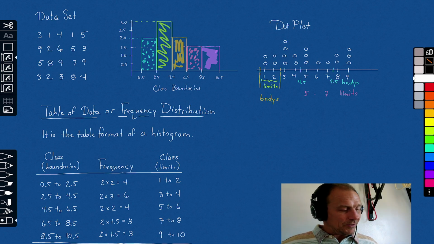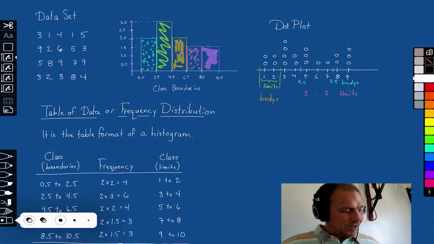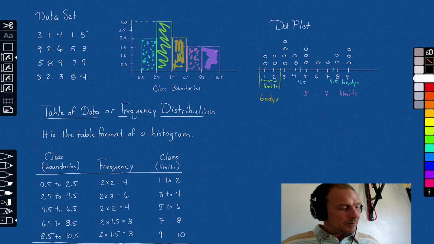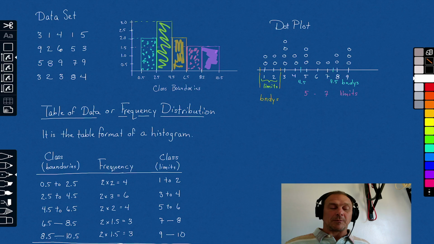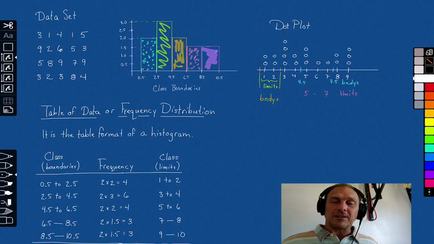I'm going to erase those for a moment. It's actually quite common to see, instead of the word "to", which I just think is more clear, sometimes a long dash, 7 to 8, 9 to 10. You can do that as well over here on the boundaries if you prefer that format, 6.5 to 8.5, 8.5 to 10.5. And that works just as well. So that's the difference between class boundaries and class limits.